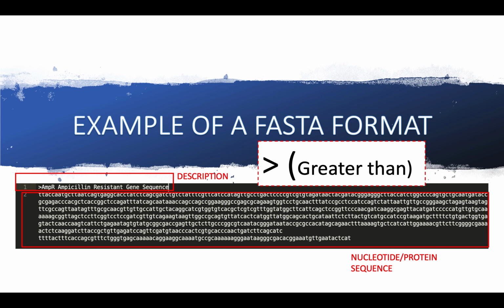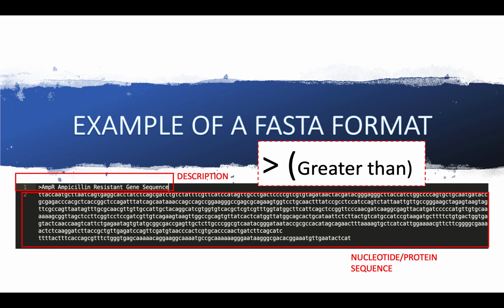In my case, my sequence is the ampicillin resistant gene. So I just wrote down AMPR, or I also wrote down the ampicillin resistant gene sequence to be precise. You can write whatever file name or description you want for your nucleotide or protein sequence. Next, it's followed by my nucleotide sequence, or my DNA sequence. I wrote it in small letters, but capital letters are also recognized, so that is also fine.